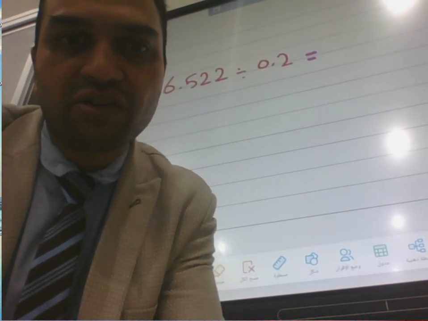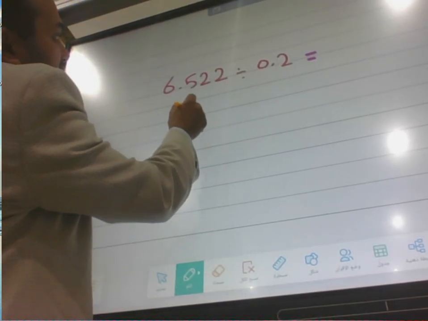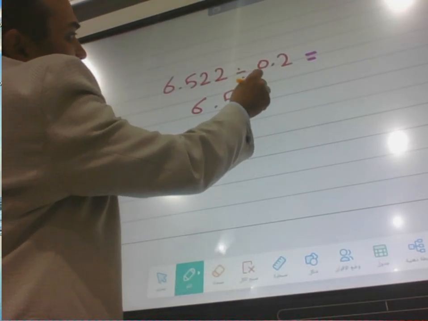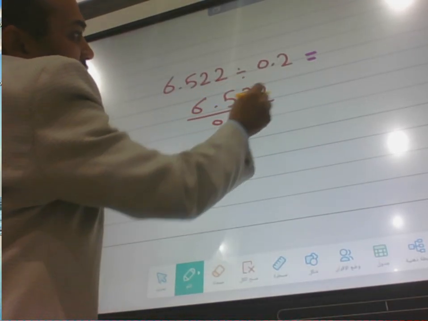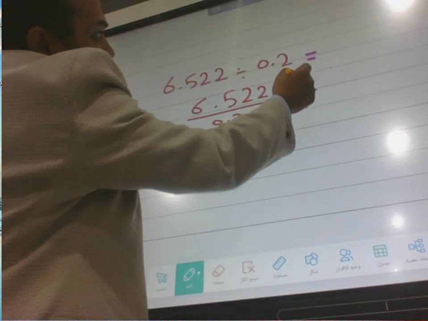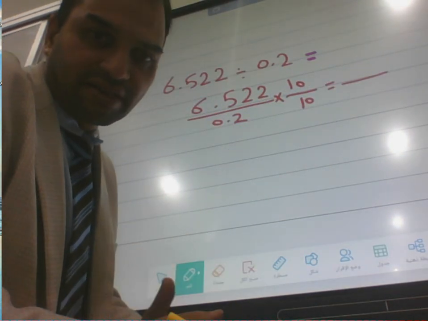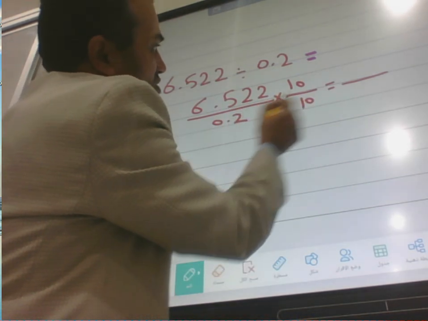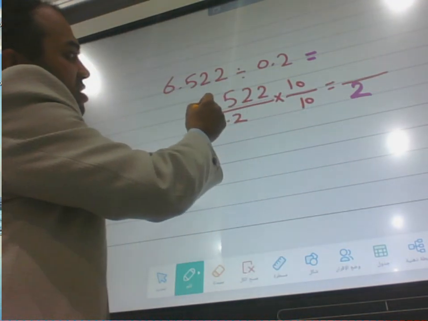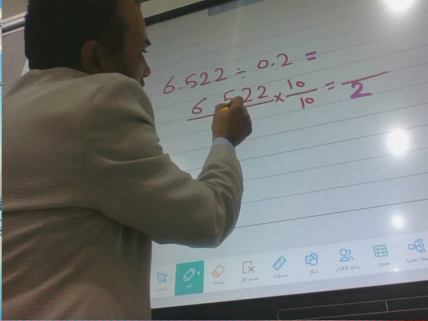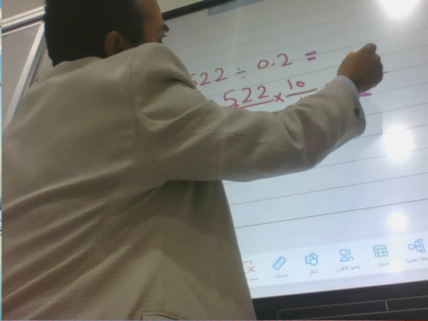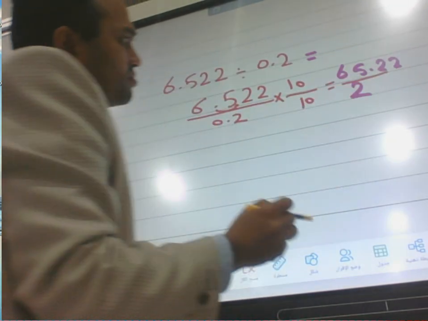Listen to me about steps here. First step, I will write 6.52 and 2 over 0.2. And next step, multiply by 10 up and down. Why? Because the point here down is after one place. Then multiply by 10, move the point right hand side to be 2, and up multiply by 10, move the point right hand side one place. Compare. It will be 65.2 and 2.